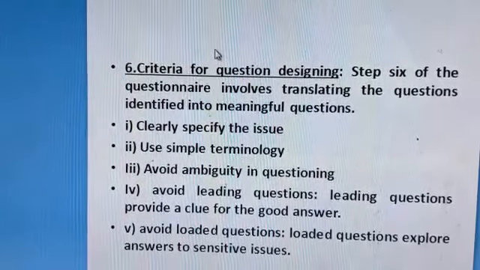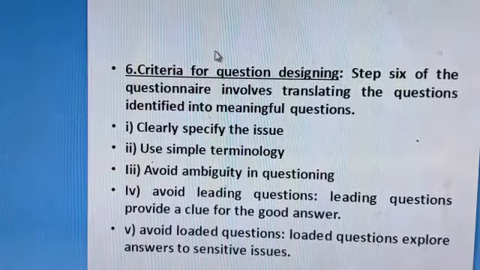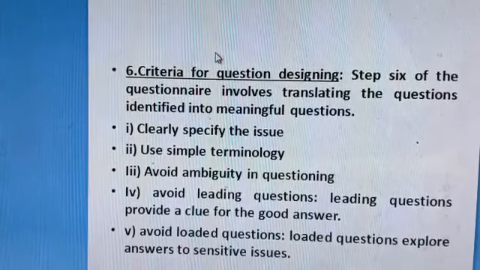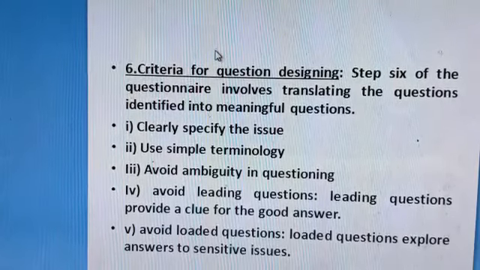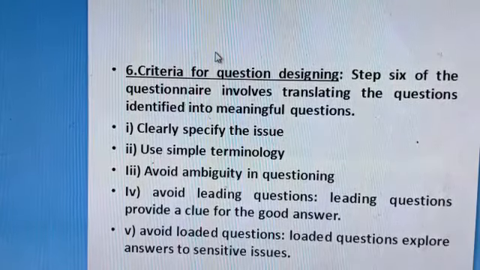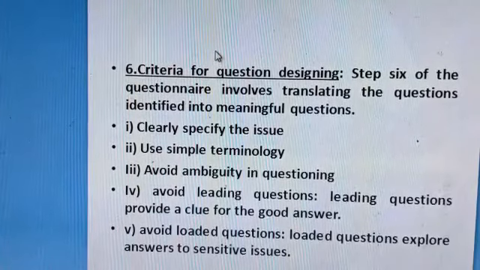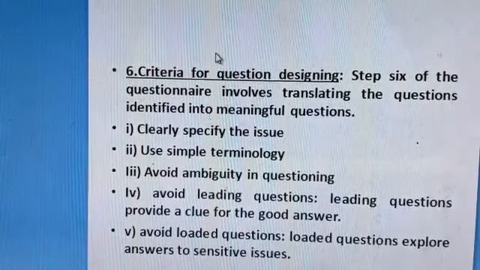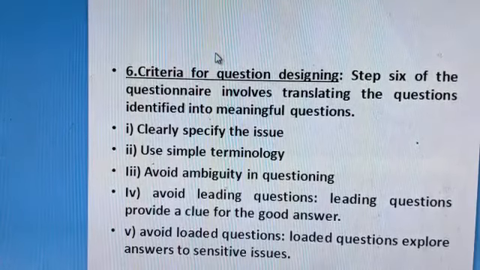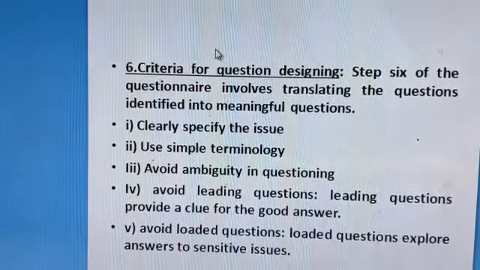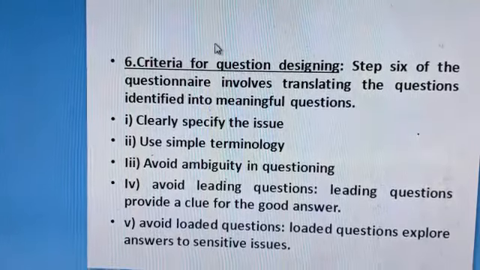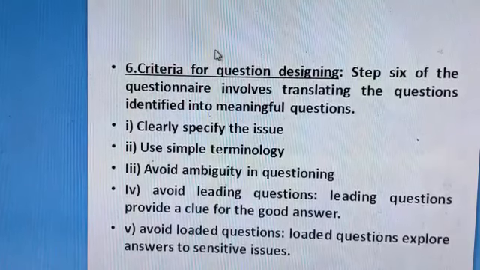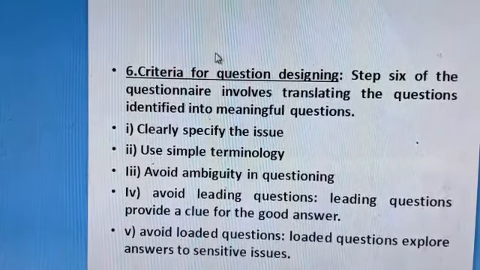The sixth step is the criteria for question designing. In step 6, we translate the questions identified into meaningful questions. You have to clearly specify the issue and use simple terminology. You should avoid ambiguity in the questioning, that means there should be no double meaning. And you should avoid leading questions. Leading questions provide a clue for the good answer. You should avoid loaded questions. Loaded questions explore answers to sensitive issues.